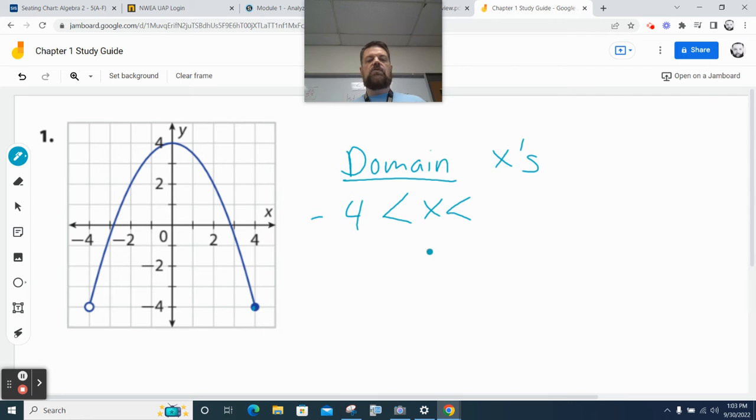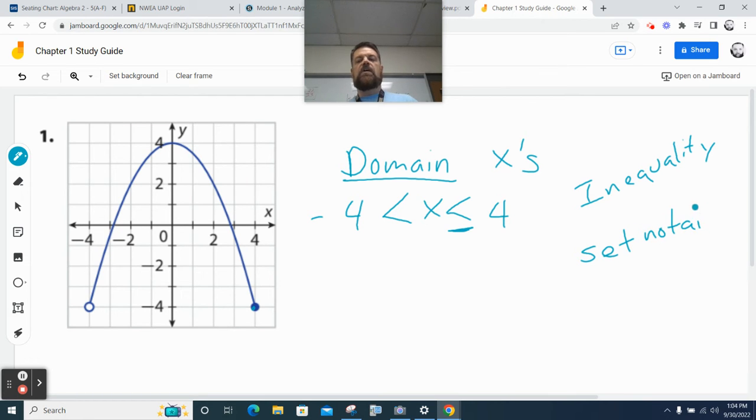But I have a closed circle over here at +4. So I include +4. Now, they wanted us to write it as an inequality. And that's what Mr. Adams just did. They also wanted us to do set notation. So for set notation, it's basically the inequality with a couple extra things. So you're going to go make a brace x such that -4 is less than x is less than or equal to 4, close the brace.